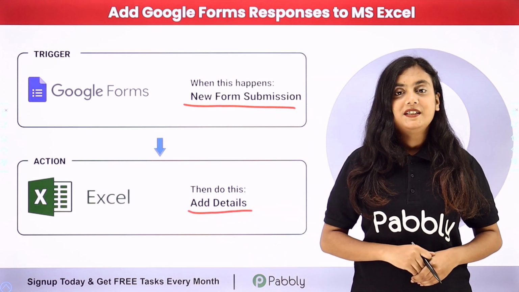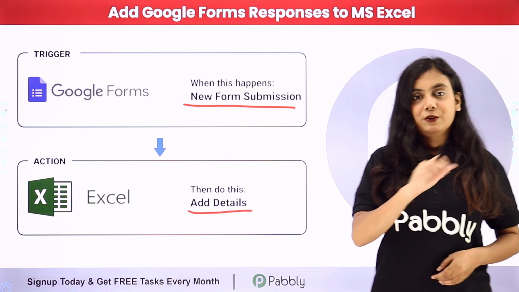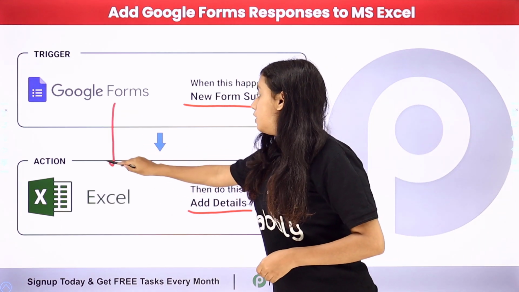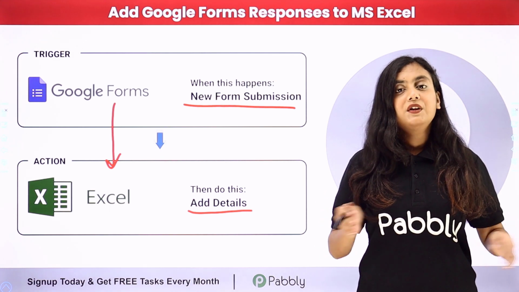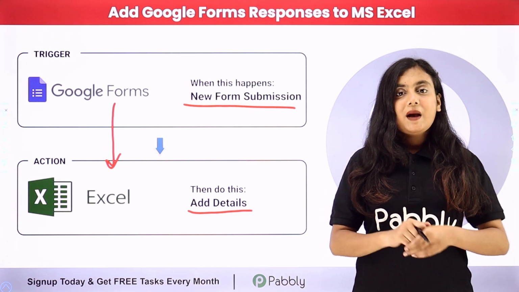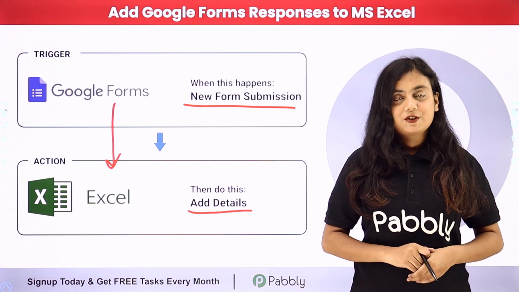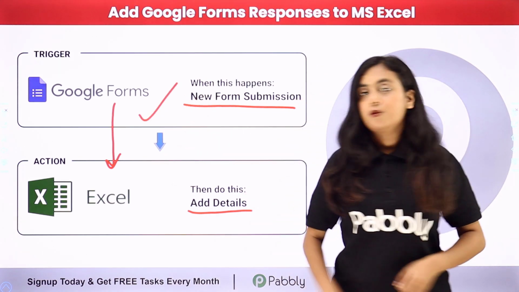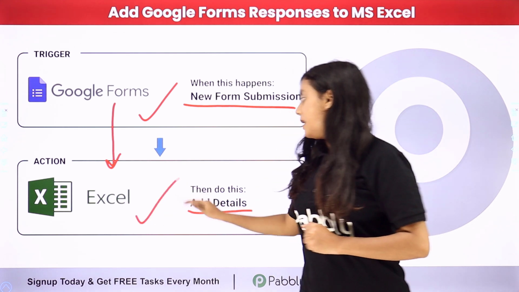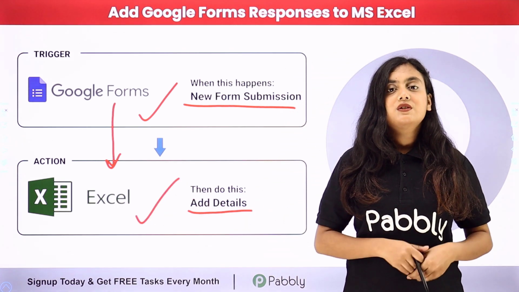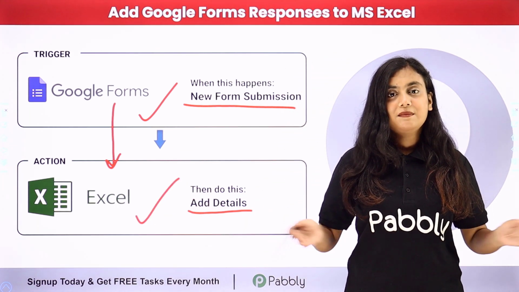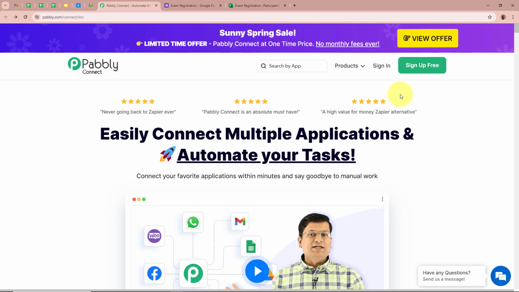Microsoft Excel worksheet. For that, we are going to simply create an automation between Google Forms and Microsoft Excel with the help of Pabbly Connect. Pabbly Connect runs on two concepts, that is trigger and action. In this process, my trigger application is going to be Google Forms and my action application is going to be Microsoft Excel. So if you want to learn how to do this automation, then let me take you all to my screen. In this video, we're going to learn how to add Google Form responses to Microsoft Excel.